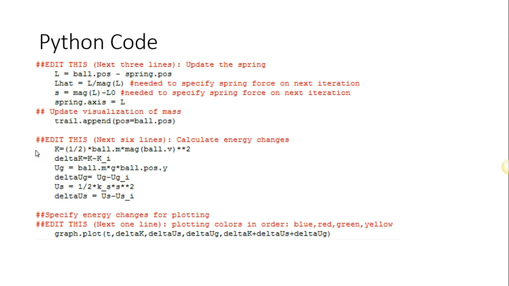Then I have to update the spring. I said L is equal to ball position minus the position of the spring, L hat equals L over mag L, and the displacement is mag L minus L initial. The spring axis is then equal to L. Then to calculate energy changes, I set K, UG, and US equal to the ones defined before, and then said the change in them is equal to the new minus the initial.